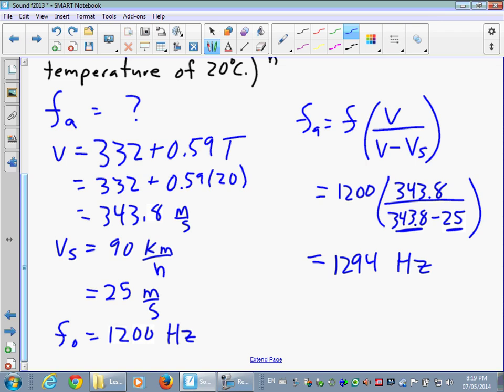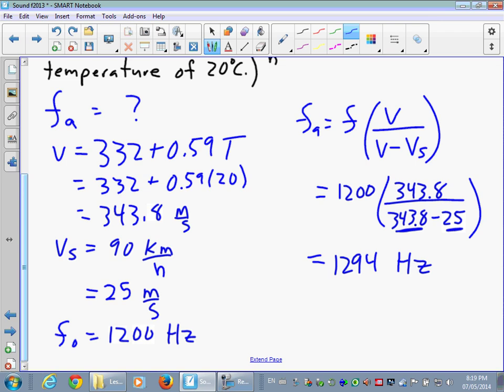So let me type in 1200 here, and there's a 1200 hertz tone. This is 1293. So what you would hear is this as it was approaching you, this if it stopped right in front of you.